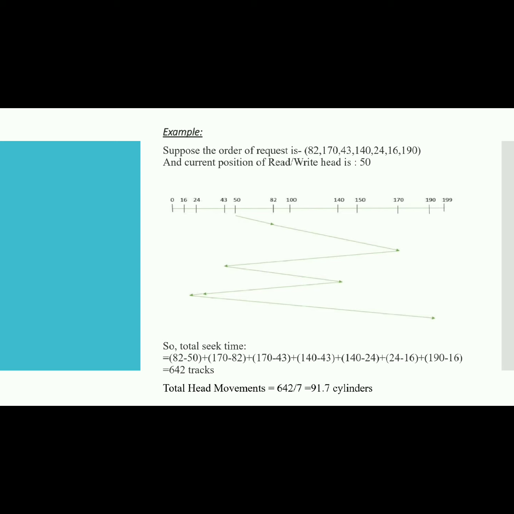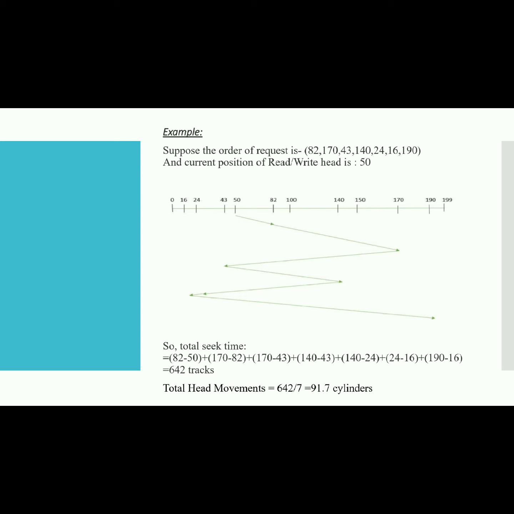So starting from the head, 50, it goes in the order the requests are. First we have 82 in the request, so it goes to 82, and then next to 170, and then 43, then 140, then 24, 16, 190. That's it. So this is the simplest of all the algorithms in disk scheduling.